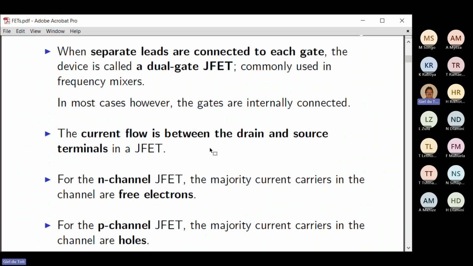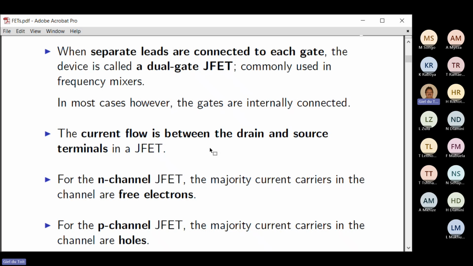The drain on the top is connected to the positive side of the battery. Sorry, the drain is the positive side, and the source is the negative, on the ground. For the N-channel JFET, the majority current carriers in the channel are free electrons. For a P-channel JFET, the majority current carriers are holes.